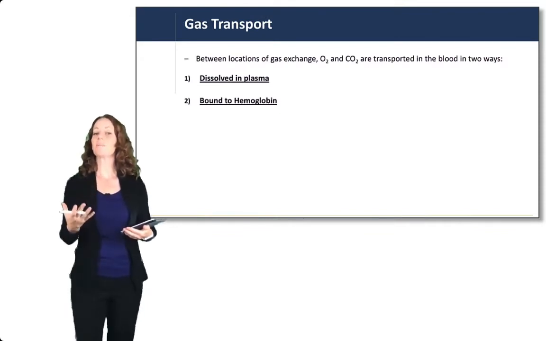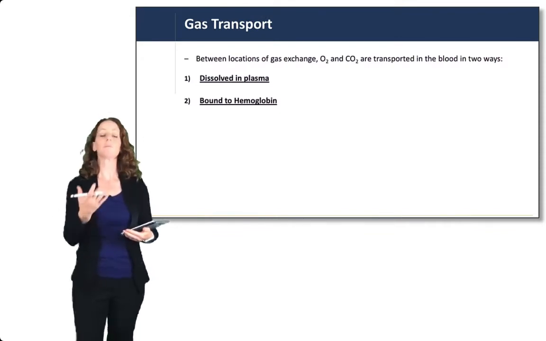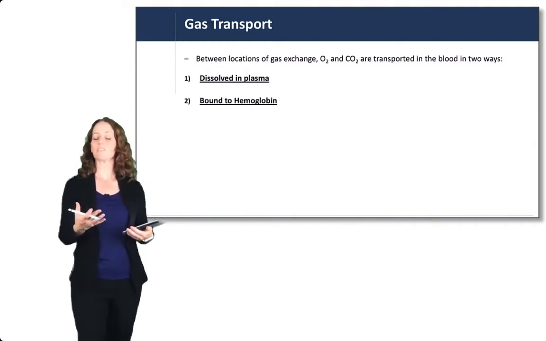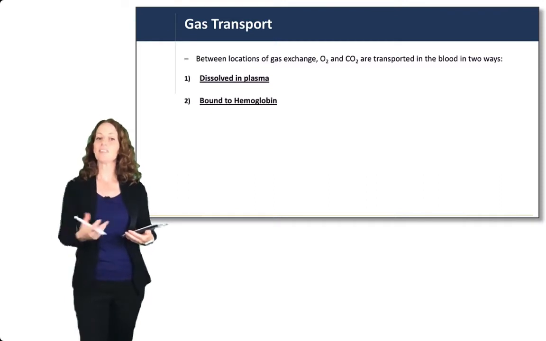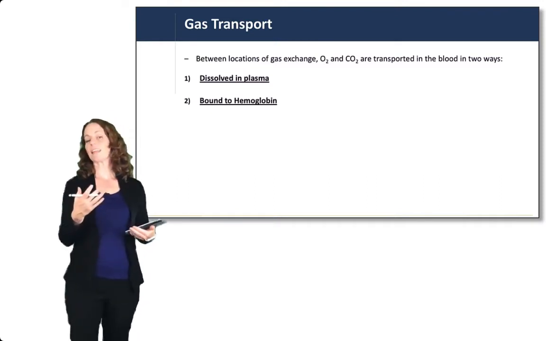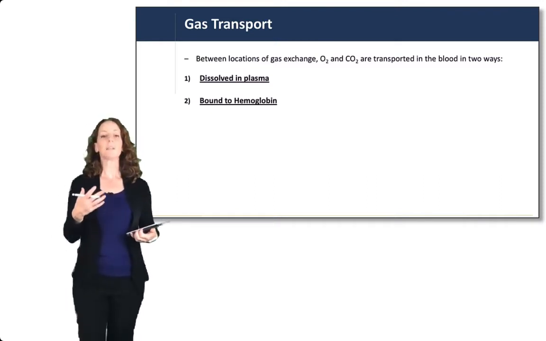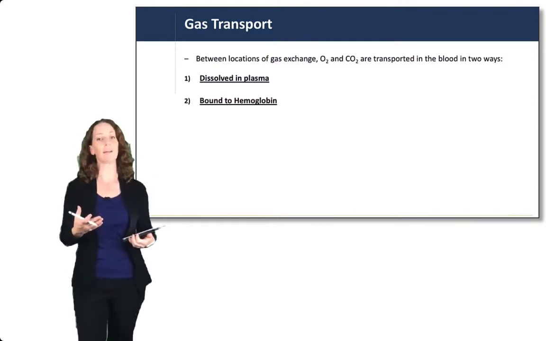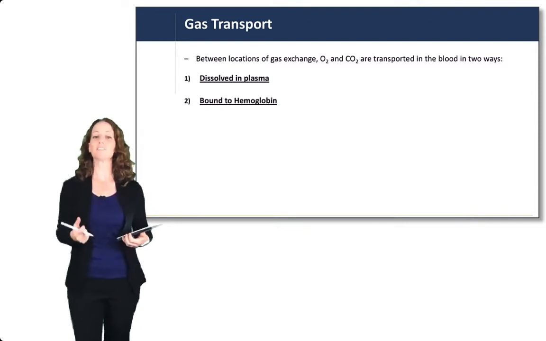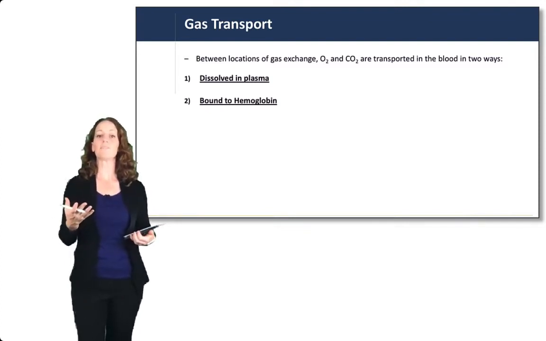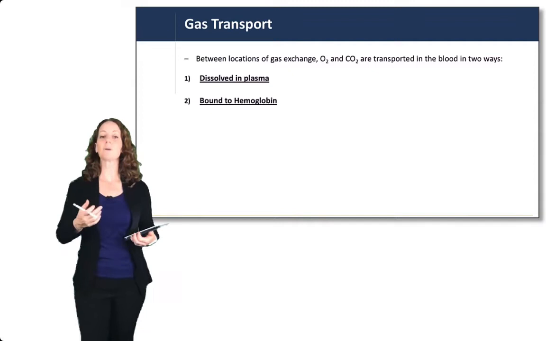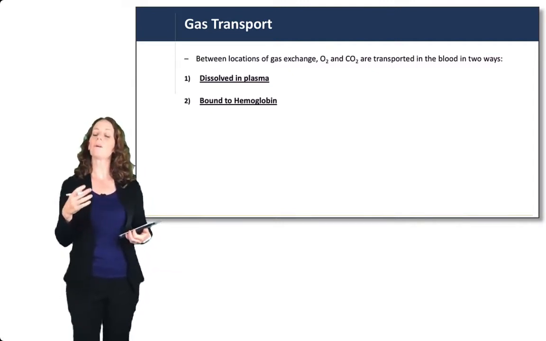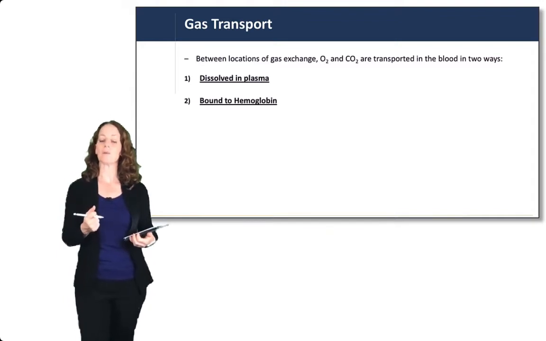So we've already talked about gas exchange between the alveoli and the blood. We've also talked about gas exchange between the blood and the tissues. In order for that exchange to take place, we need to transport oxygen and carbon dioxide in the blood between the lungs and the tissues. There's two main ways for oxygen and carbon dioxide to be transported. They can either be dissolved in the plasma or they can be bound to hemoglobin.